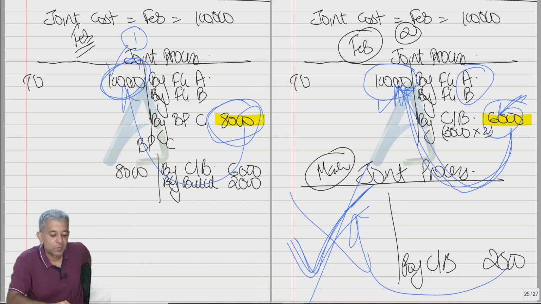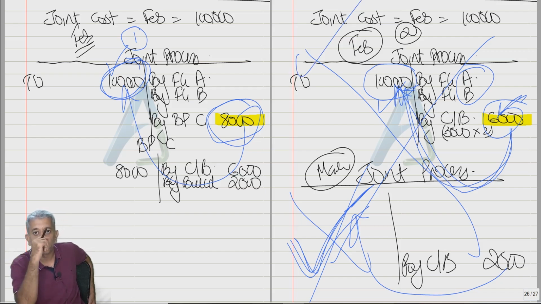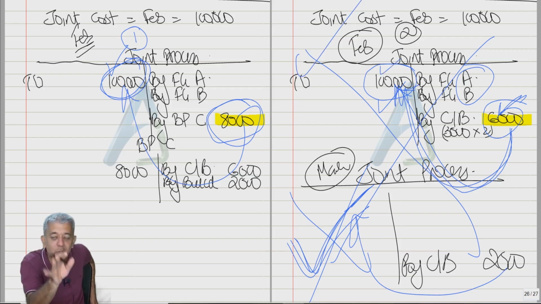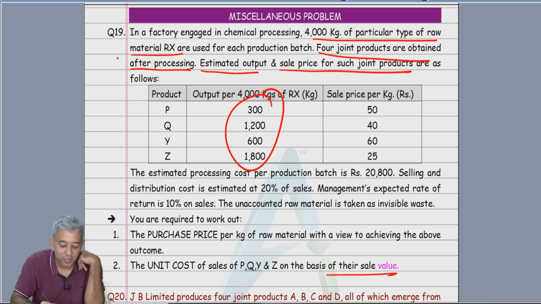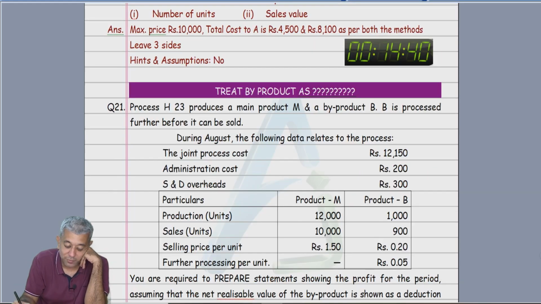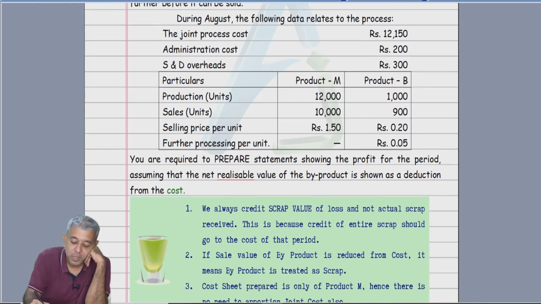Yes, sir. Everybody is convinced of the reason that this particular thing is wrong. If you are going to be doing it like this, then 1 lakh rupees of joint cost will not get the credit of the scrap that was produced because of 1 lakh. So that is what I have tried to write down in short in question number 21, which I will not be repeating in the next lecture.